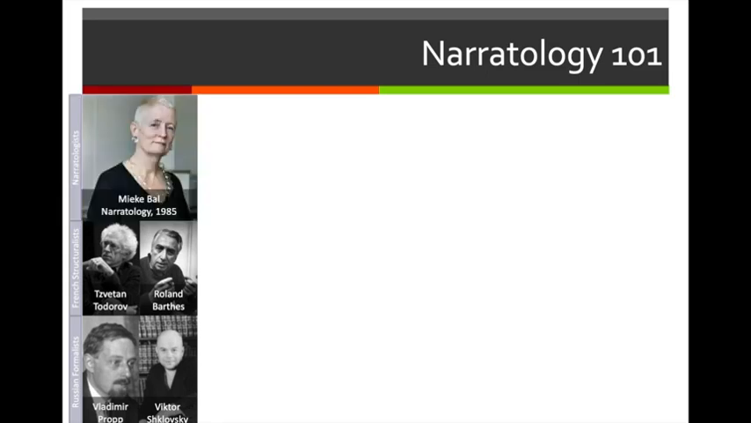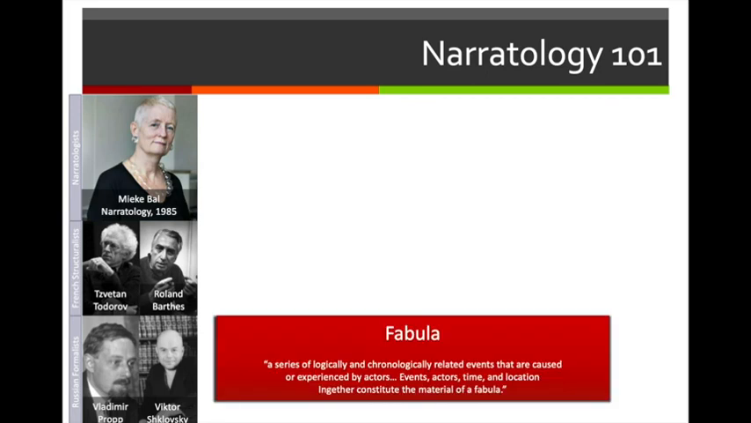All of this was brought together rather nicely by Mieke Bal in her book Narratology from 1985, and that's what I'm going to use as a framework to explain what's going on here. It's the three layers that Bal uses. So she describes that a narrative is made up of these three parts.